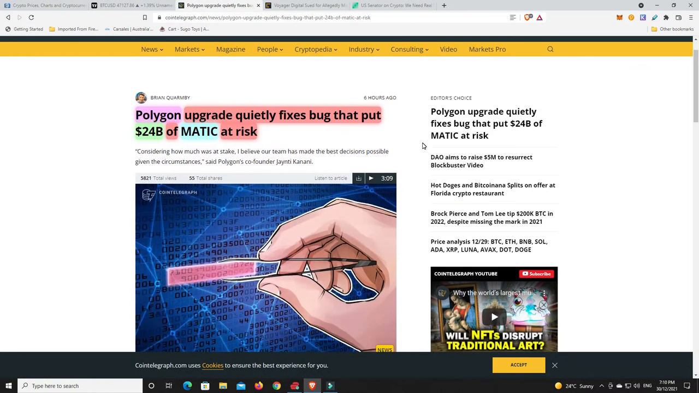Sorry. So, Polygon upgrade quietly fixes bug that put $24 billion worth of Matic at risk. Now, look, this isn't the first time this has happened. Matic had something else happen like this a couple of months ago, and this isn't me throwing shade at Matic. All projects have these kinds of things going on, but there's upside to it. Number one, the bug was found, and number two, the bug was fixed.